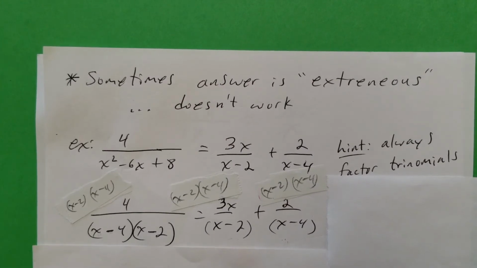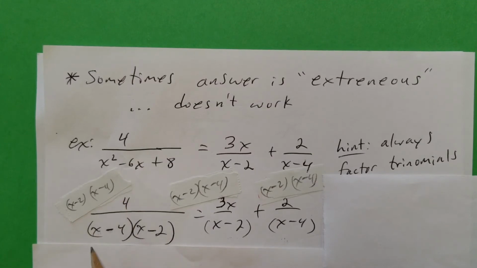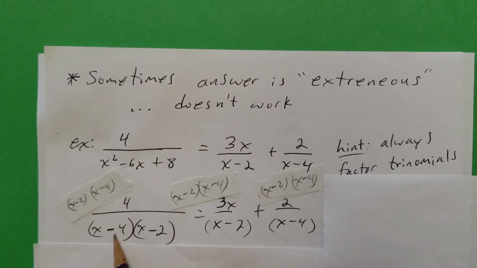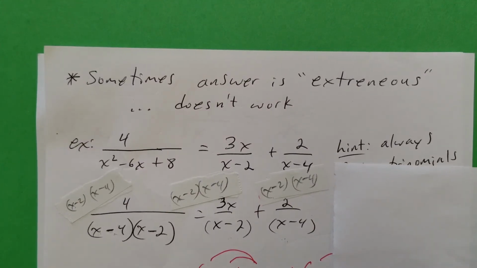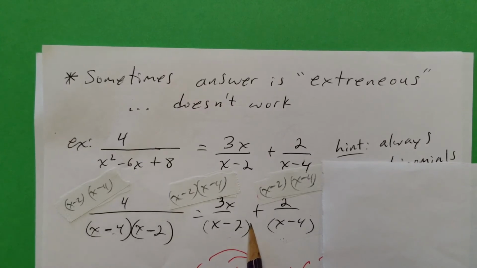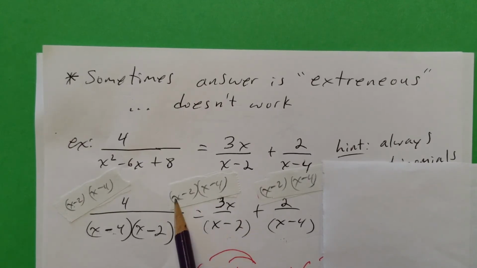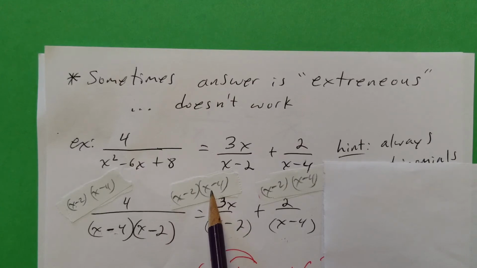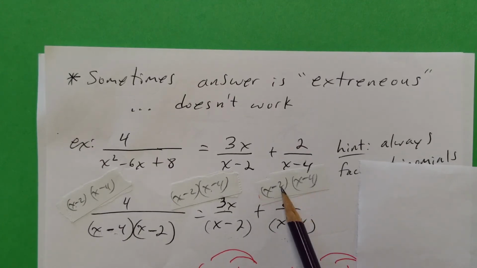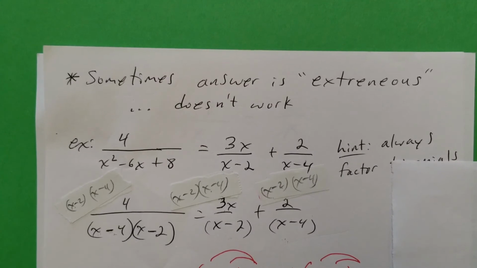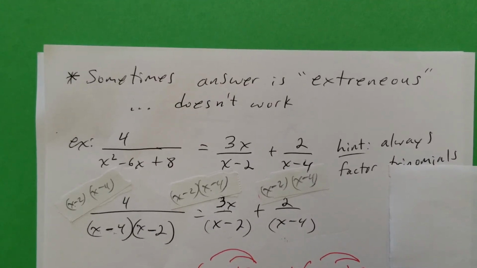So now go back and cross out the ones that cancel. Oh, look at that. The whole thing cancels here. This one with this one, this one with this one. So we're left with just 4 here. What do we have here? The x minus 2 cancels, so we're left with x minus 4 times 3x. That's what I have here. What do we have here? The x minus 4 cancels, so we're left with x minus 2 times 2. That's what I have here. And voila, no more fractions.